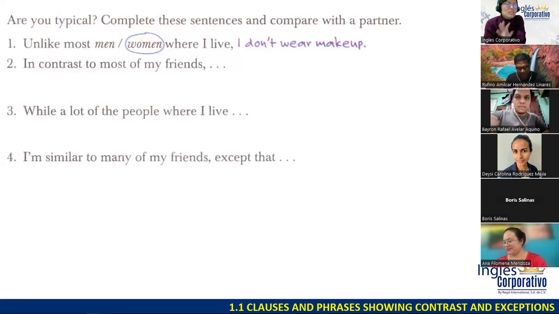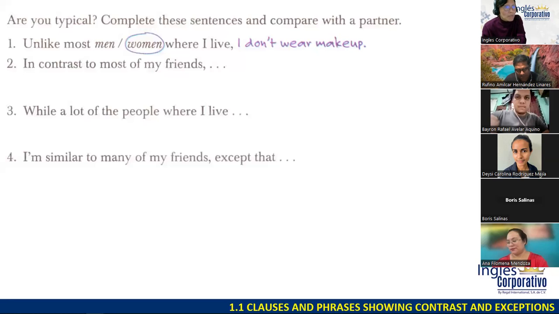It says, well, this is just an example: Unlike most men or unlike most women where I live, I don't wear makeup. So in this case, talking about makeup, right? This is just an example for women. Unlike most women where I live, I don't wear makeup, which is true for me, because I don't wear makeup, right? So unlike most women in El Salvador, I don't wear makeup.